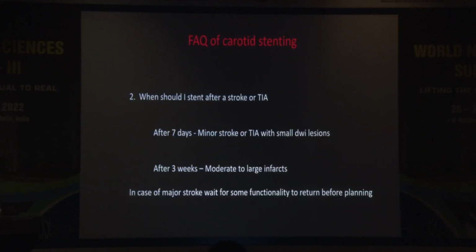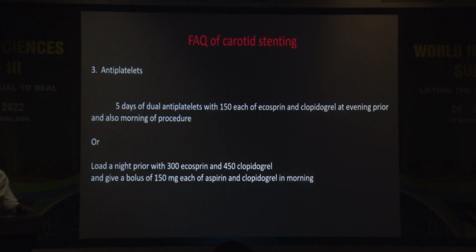Two, when should we do stenting after stroke or TIAs? For minor stroke, TIAs, or stroke with small DWI lesions, around 7 days. If it's a moderate to large infarct, it's prudent to wait for 3 weeks and the return of some functionality before we plan stents. Antiplatelets, I think we have discussed enough, that we need a good loading dose worth 5 days of antiplatelets before we can put these stents.